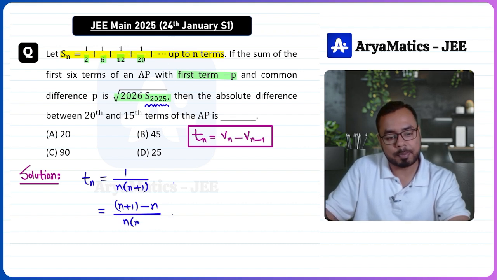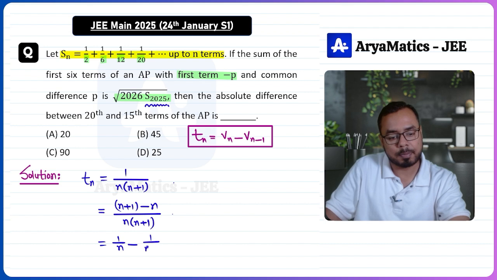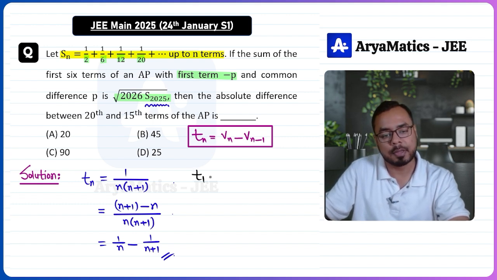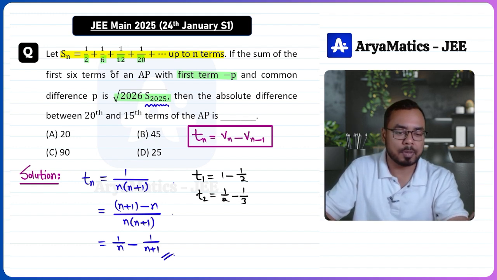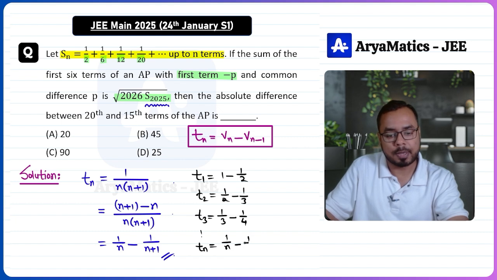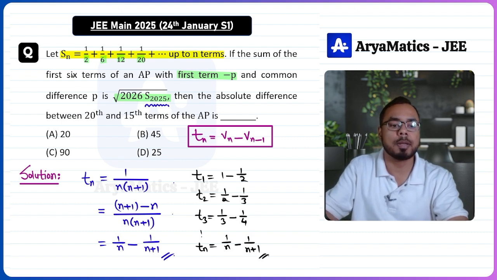Now when you separate the two terms, you will get 1/n minus 1/(n plus 1). So this is the general term Tn, right? Now if I calculate T1, the first term itself, this will be 1 minus 1/2. Similarly, the second term 1/6 you can write as 1/2 minus 1/3. The third term 1/12 you can write as 1/3 minus 1/4. And in this manner, the last term Tn will be 1/n minus 1/(n plus 1). So these are the different terms, and their sum will be Sn.